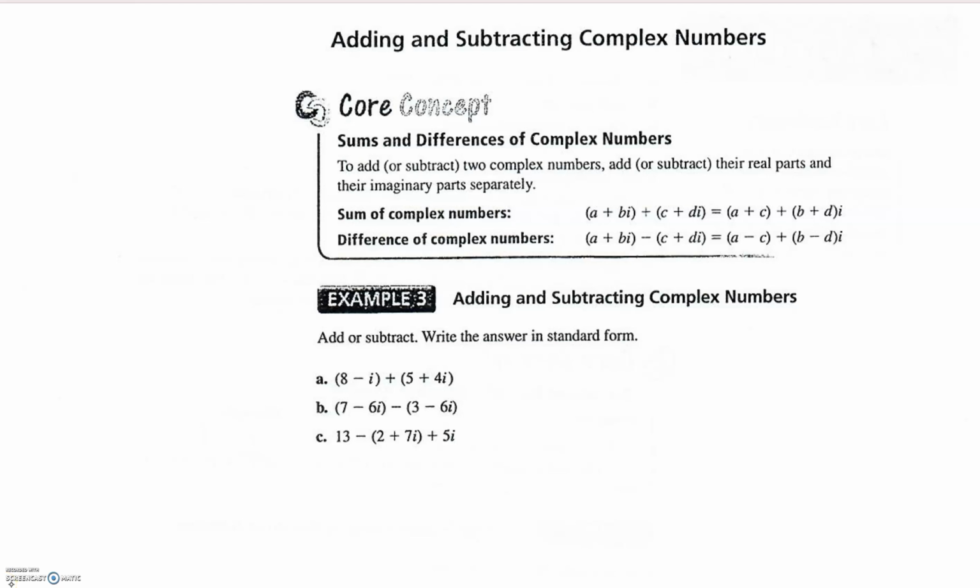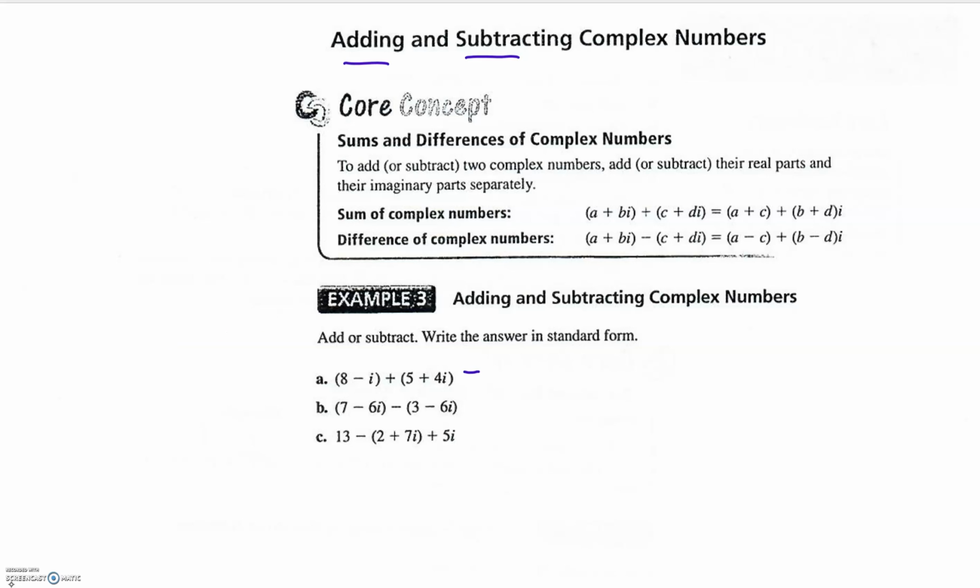Okay, second video for section 4.6, we're going to add and subtract complex numbers. As you're taking notes, you might write down a label: we're adding and subtracting complex numbers. That's our goal in this section. So add and subtract complex numbers.